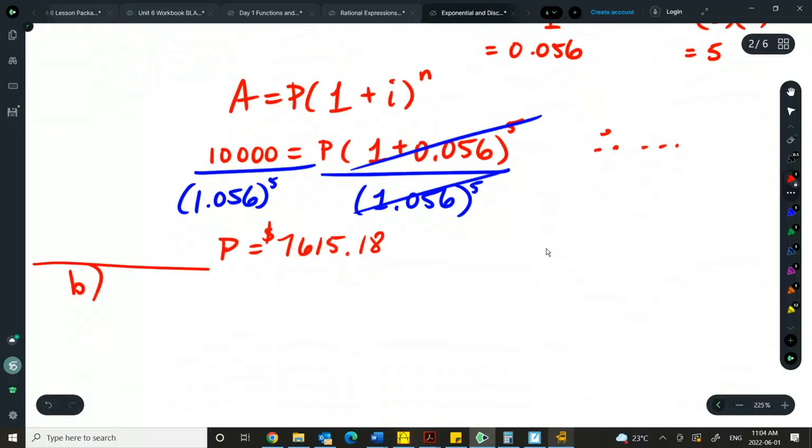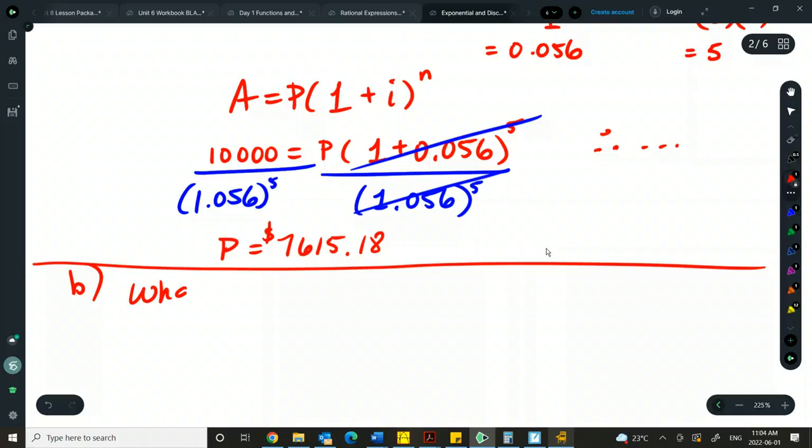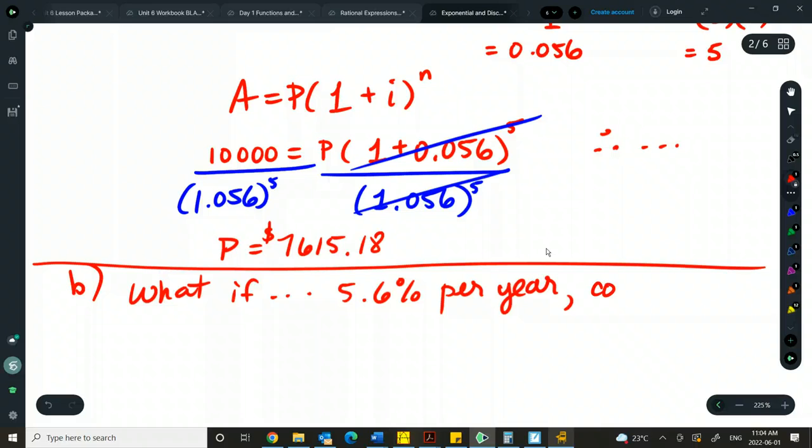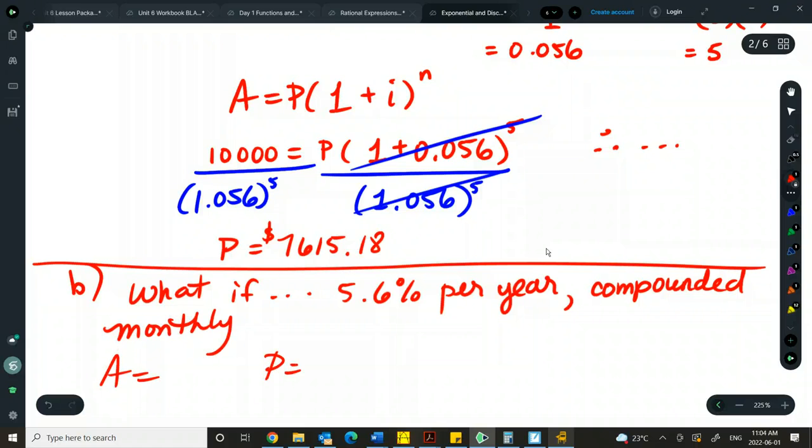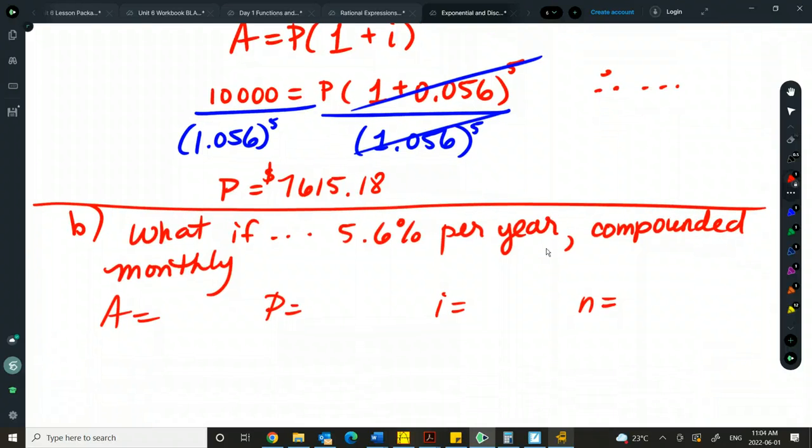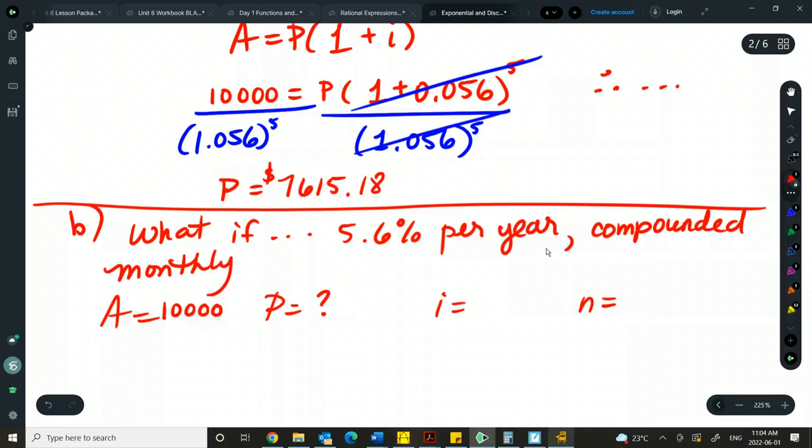Okay, what if I change this scenario? It's 5.6% interest per year, but now compounded monthly. How do the values above change out of A, P, I, and N? What do we need to alter? I still want $10,000 after 5 years. So that will still be my future value. I still want to figure out the present value.